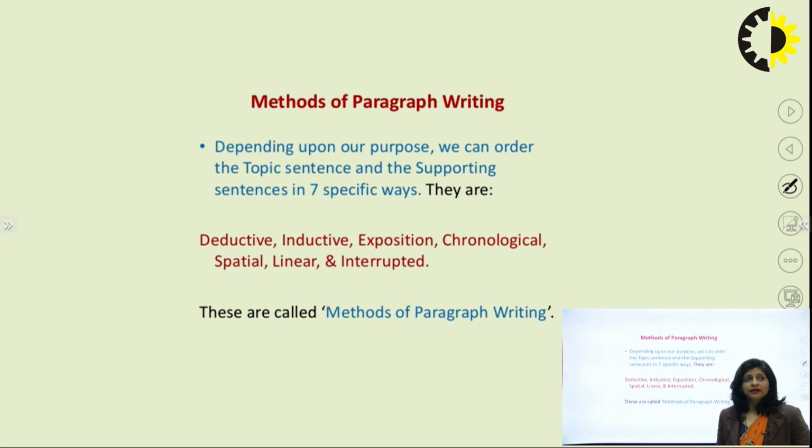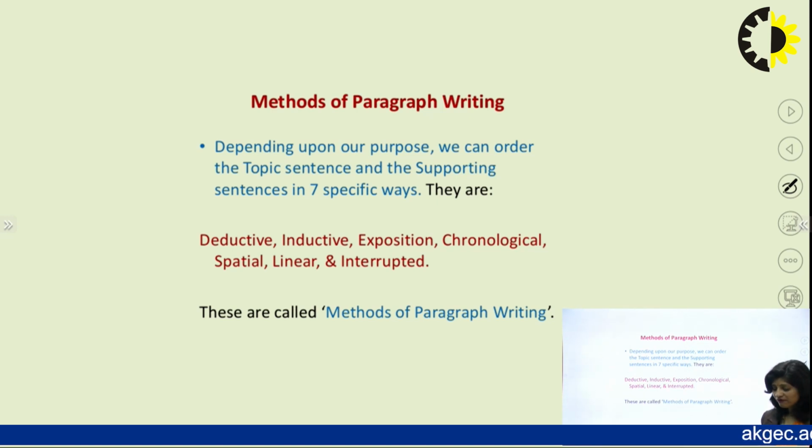Now let's understand the methods we can use to write a paragraph, and it depends upon our purpose. We can order the topic sentence and the supporting sentences in 7 specific ways. These are deductive, inductive, exposition, chronological, spatial, linear, and interrupted method. These are all called methods of paragraph. So let's discuss all of them one by one.